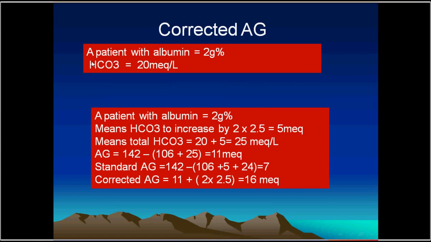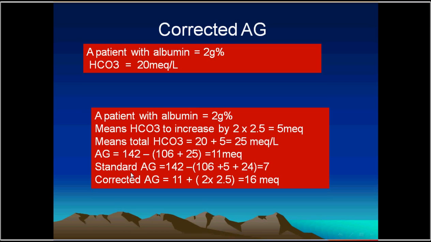Take an example. This is a patient with albumin 2 grams and bicarbonate 20. His mean bicarbonate should be increased by 5, right? So the mean total bicarbonate for this patient would be 20 plus 5, 25. So this patient's bicarbonate should be 25 if we add the difference. Anion gap: 142 minus 16, this is the chloride, minus 25. So the anion gap of this patient should be 11.